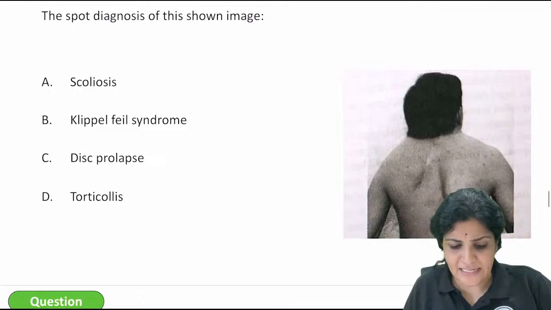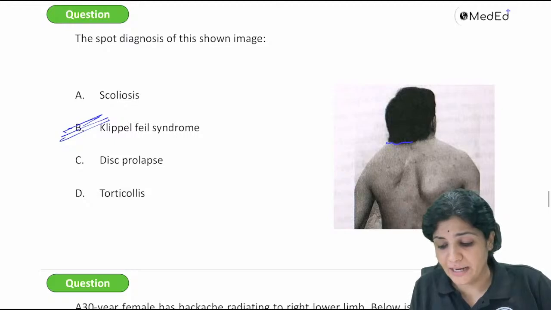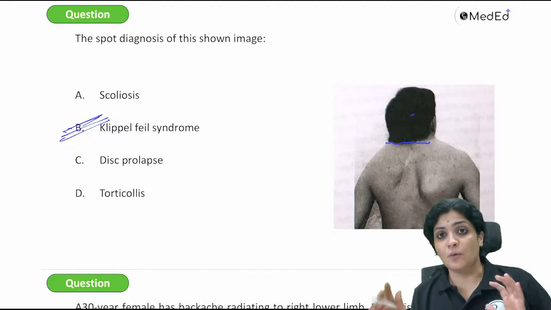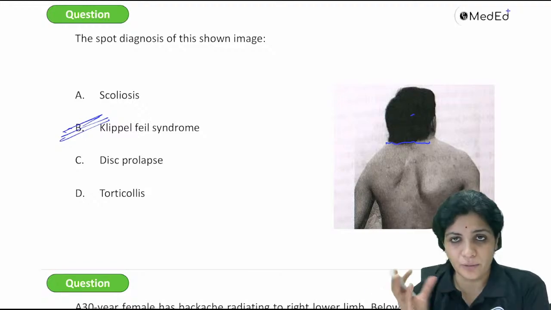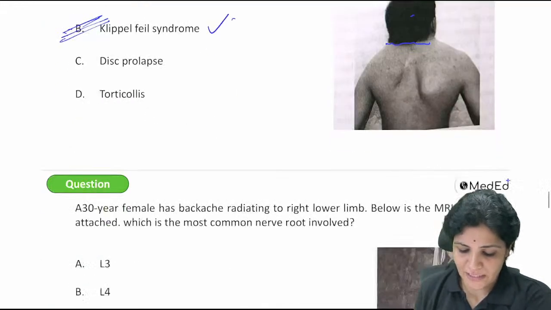Then this is very, very easy. We have already discussed this. For diagnosis of the shown images, Klippel-Feil syndrome. So we already know that there is a low posterior hairline and fused thoracocervical vertebrae, and then there is decreased cervical movement. These all contribute to what is called Klippel-Feil syndrome. So we have already dealt with this.